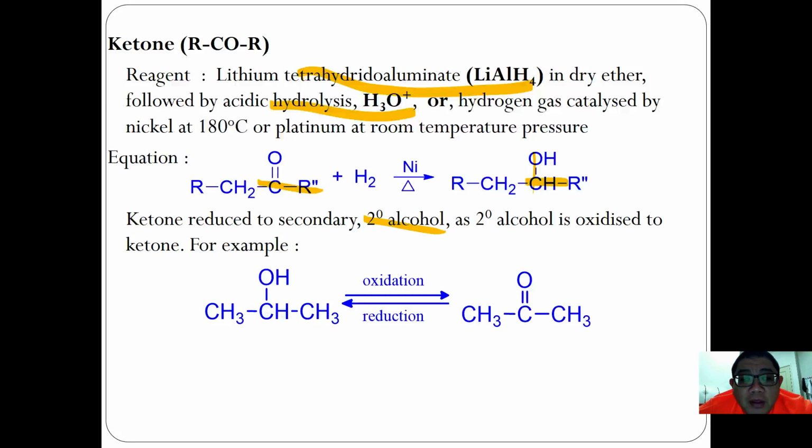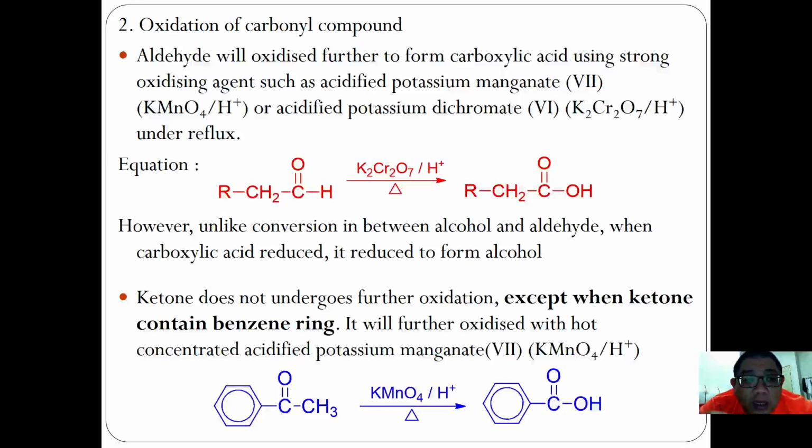Okay, and then you also can have oxidations of aldehydes. In here, only aldehydes are able to further oxidize to form carboxylic acid using a strong oxidizing agent such as acidified potassium manganate or acidified potassium dichromate. So these are the equations for the oxidation reactions. However, once you oxidize to become carboxylic acid, it cannot be reduced back to become aldehyde.